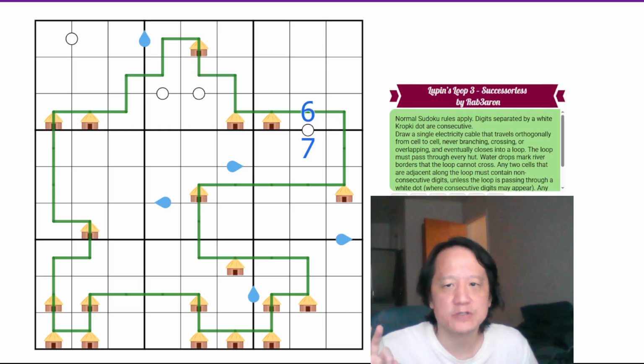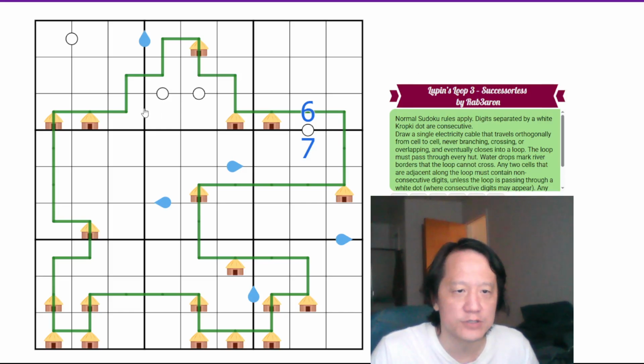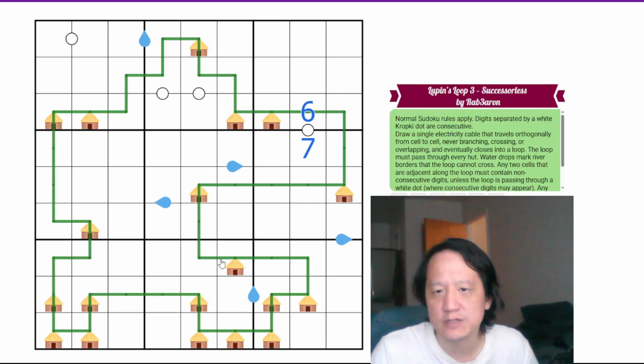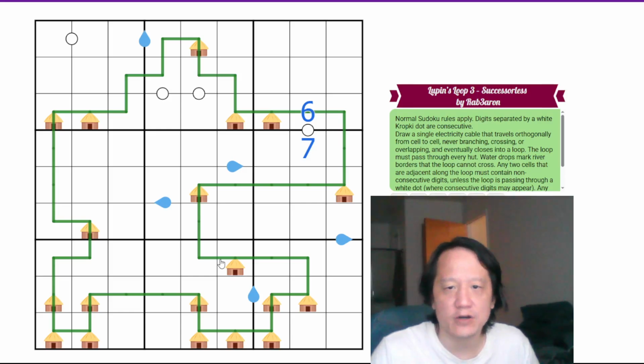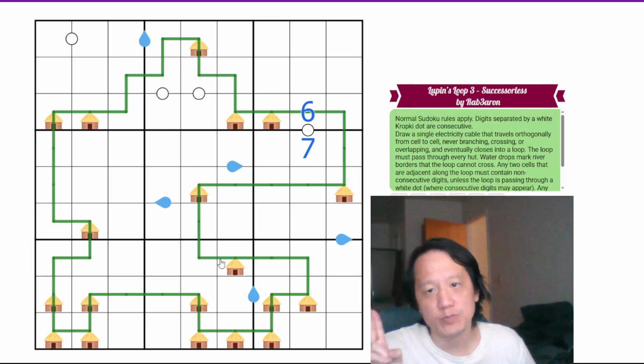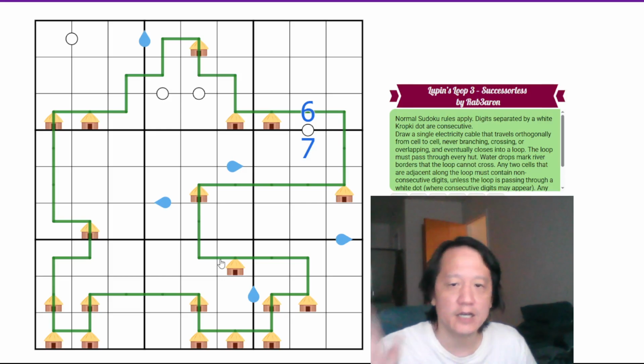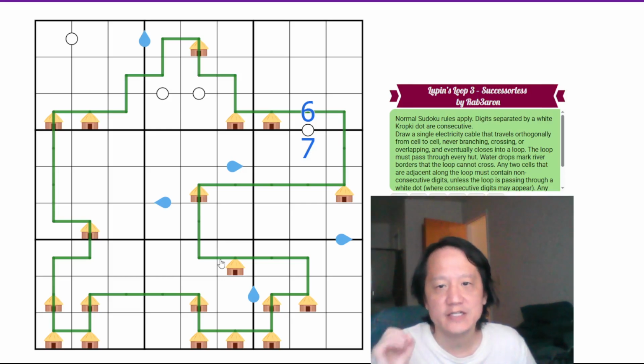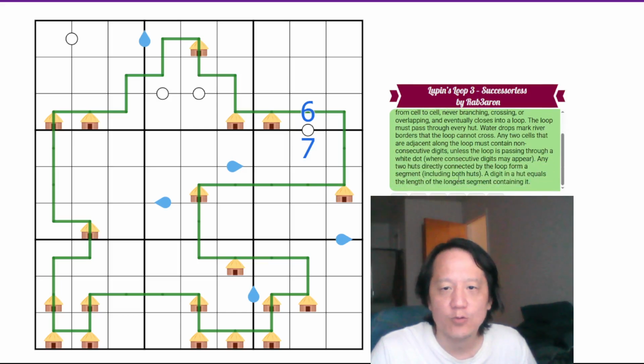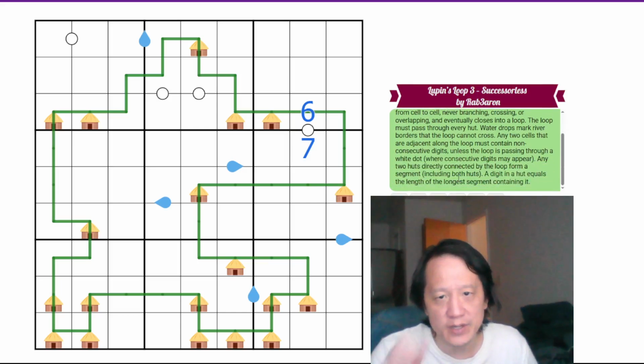Water drops mark river borders that the loop cannot cross. I don't think I crossed through any river borders. No, I do not. Any two cells that are adjacent along the loop must contain non-consecutive digits unless the loop is passing through a white dot, where consecutive digits may appear.